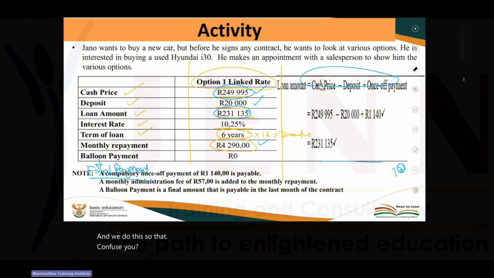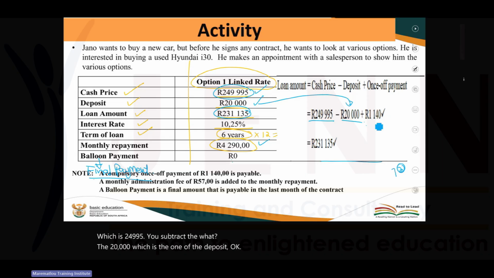Sorry for that. Okay. You are going to take the cash price, which is 249,995. You subtract the 20,000, which is the deposit. Okay. But Mr. Chabalala, there is 1,140. Where does it come from?